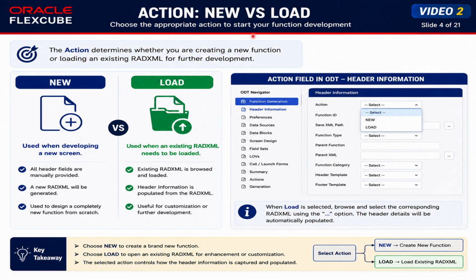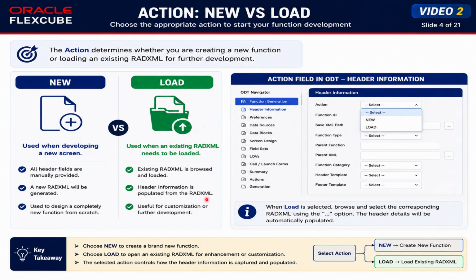Action, new versus load. The first field is action. ODT provides two options, new and load. Select new when developing a completely new screen. Select load when an existing RADSML needs to be loaded for customization or further development. When load is selected, the corresponding RADSML is browsed and loaded, and the header information is populated from that file.